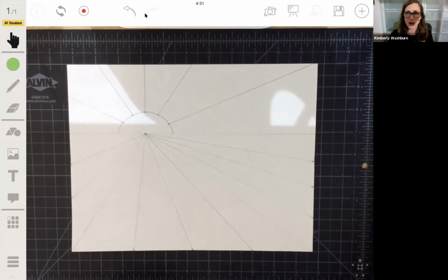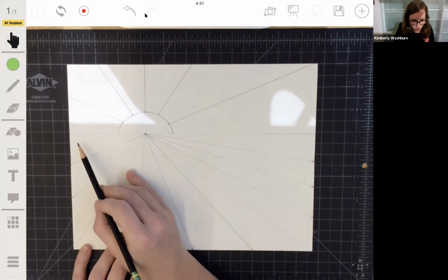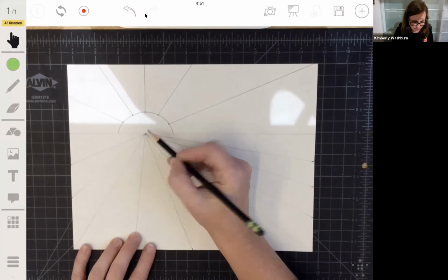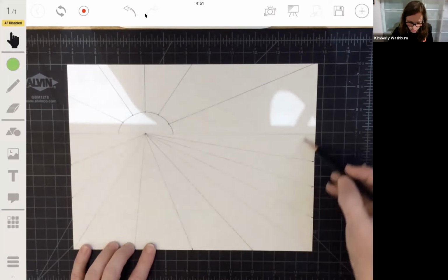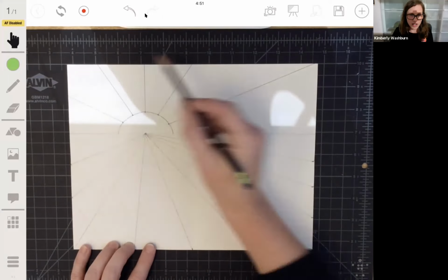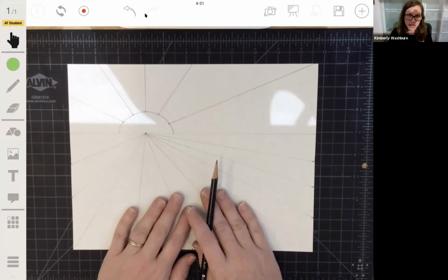And when we meet on October 22nd, I would love it if you have drawn your horizon line, your vanishing point, your rows, your farm rows, and your sun rays, your sunshine and your sun rays. I would love to see you have this much done.